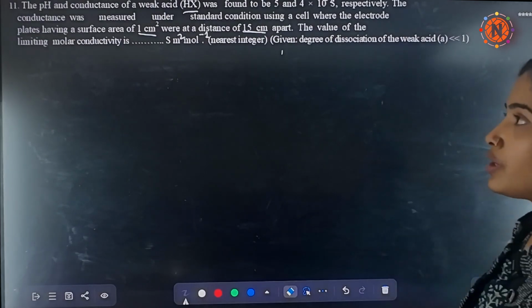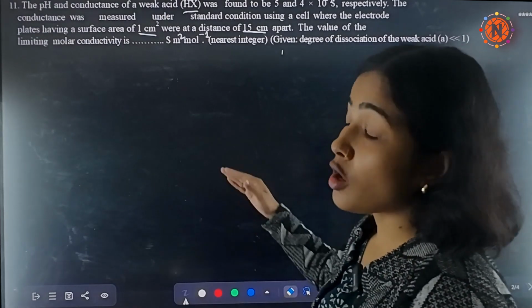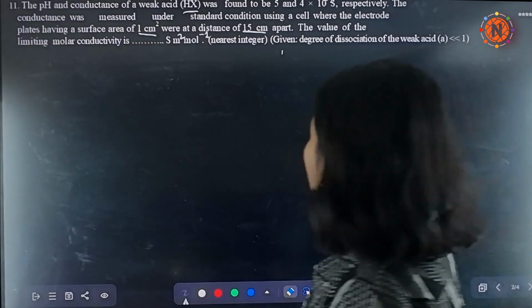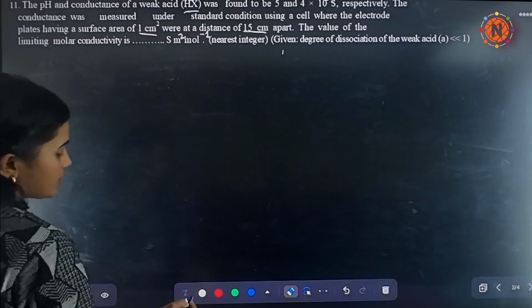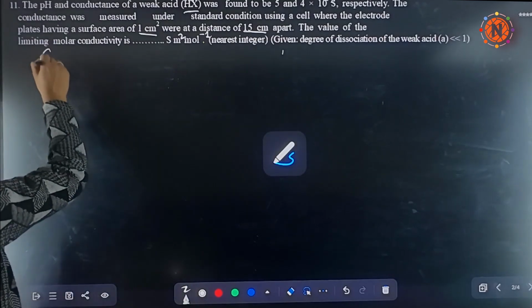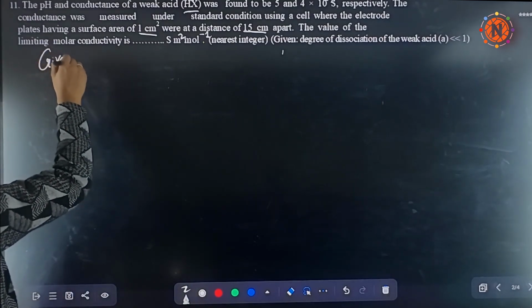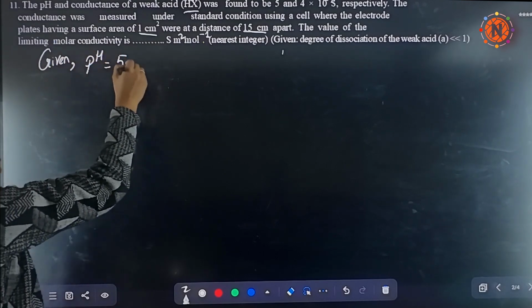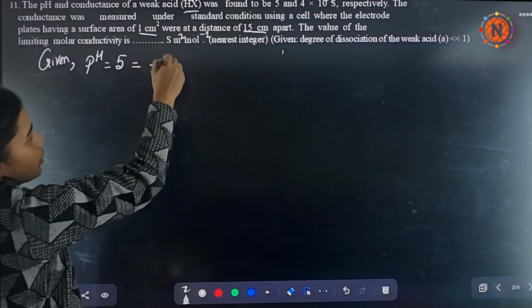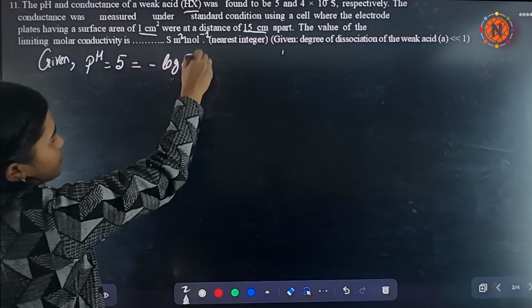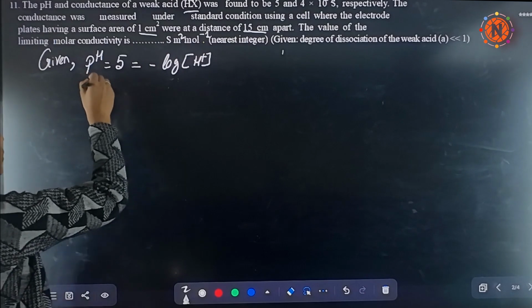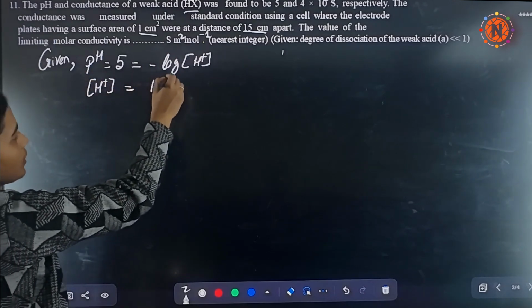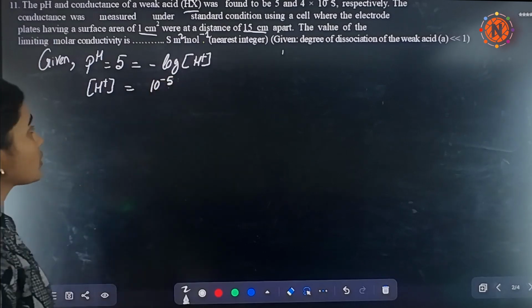Okay, moving to the next question, it is from our electrochemistry topic. So here pH is given to us as 5. So let's write first the given part. Given pH is equals to 5, and we know what is pH. pH is equals to negative logarithm of H plus, right? So the H plus can be written as 10 to the power minus 5, correct?